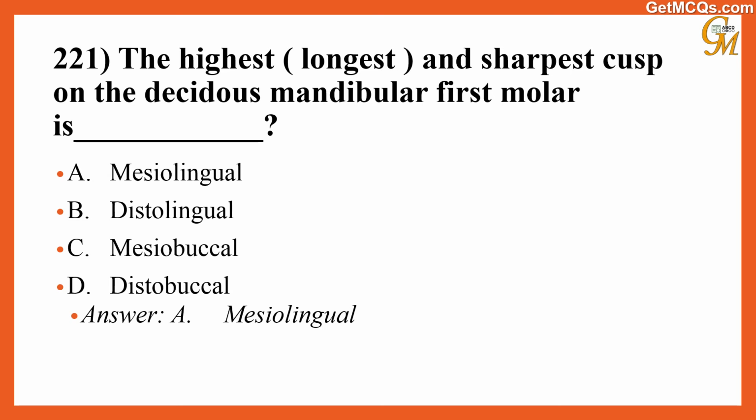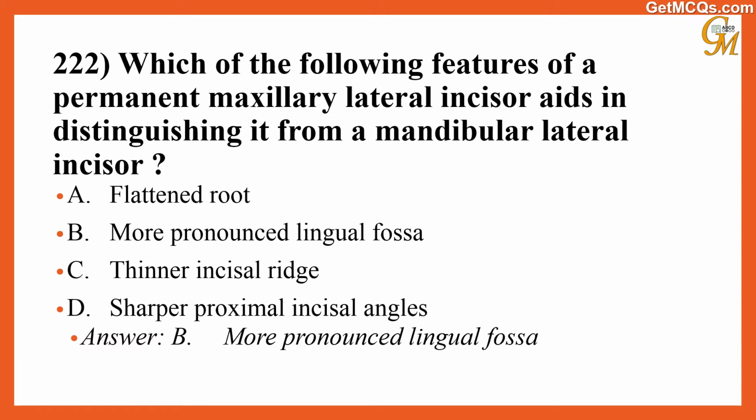221. The highest, longest, and sharpest cusp on the deciduous mandibular first molar is? Answer: A. Mesiolingual. 222. Which of the following features of a permanent maxillary lateral incisor aids in distinguishing it from a mandibular lateral incisor? Answer: B. More pronounced lingual fossa.